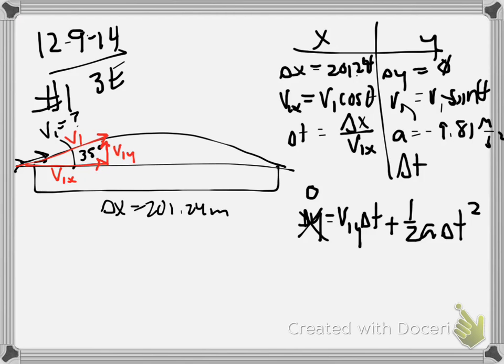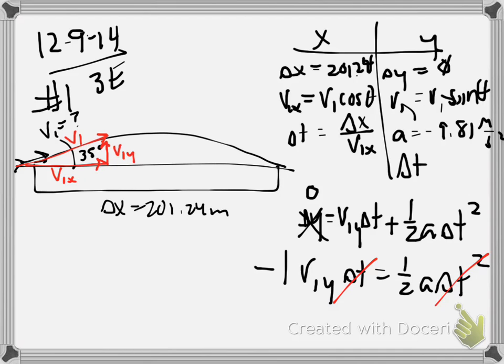Because that's 0, we can do the whole negative 1 VIY delta t equals 1/2 a delta t squared. Okay? Because that's the case, we can factor out a delta t. If we divide both sides by delta t, we can make one of those go away as if by magic, which will simplify our algebra. Whoops, not the whole thing, just the squared. Which will simplify our algebra later. So far, so good? We're down to here. Well, let's move all this over to the next page.